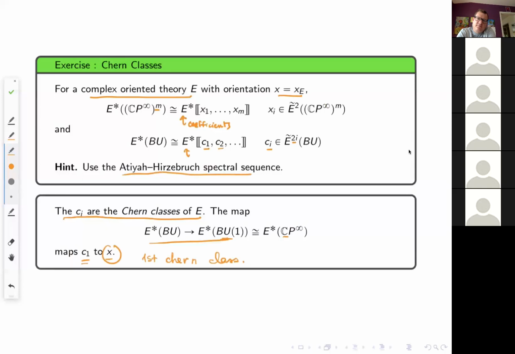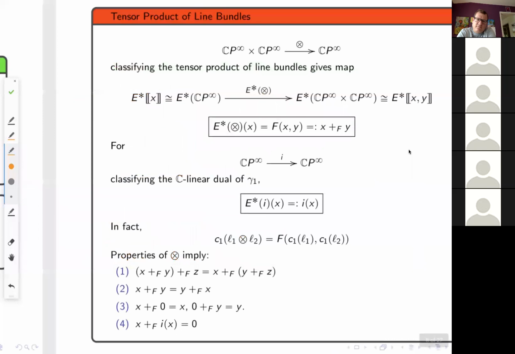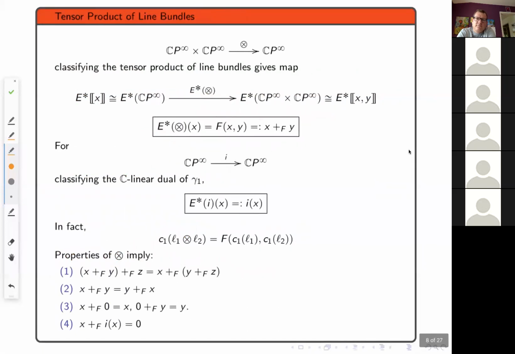All right, so now let's see. I'm building up towards defining for you what formal group laws are, but first I need one more thing. So let's look at some structure that's just lying around for us now. CP infinity times CP infinity classifies the tensor product of line bundles. If you have a map into CP infinity cross CP infinity, then that classifies the tensor product of the two line bundles that you had.